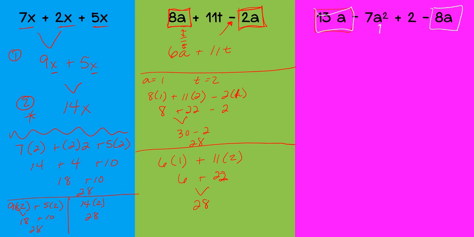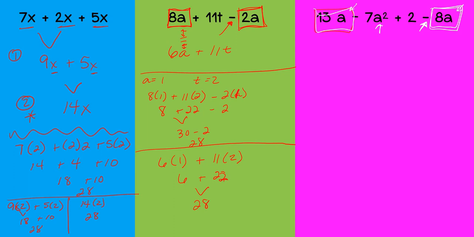Now I know I have this a here, but it's a squared, and since there's no exponent here and no exponent here, I cannot combine that with the other a's. It has to not only have the same variable, but the same exponent. So here I can combine the 13a and the 8a, but again, it's combined by subtraction. So you're looking at the operation that's right in front of the one that you are going to combine.